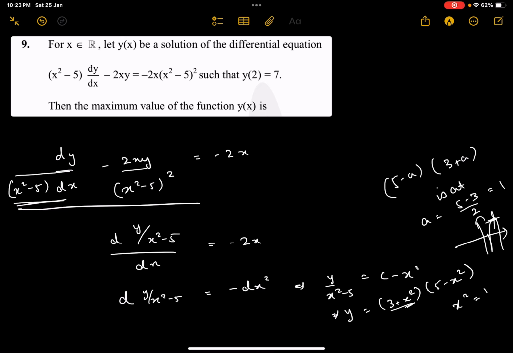So the roots for this are x square equals minus 3 and 5. So the average of them will be 1. So x square equals 1 gives us the maximum, which is 16. So the answer is 16.